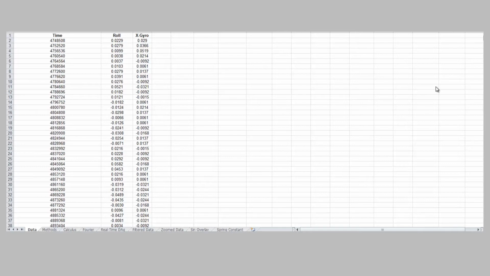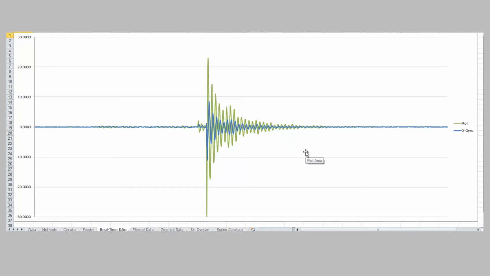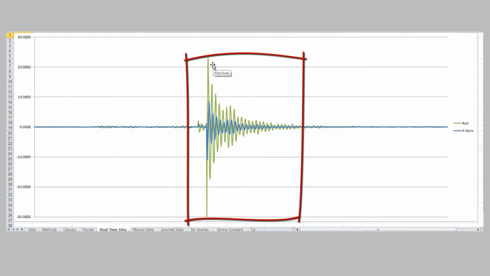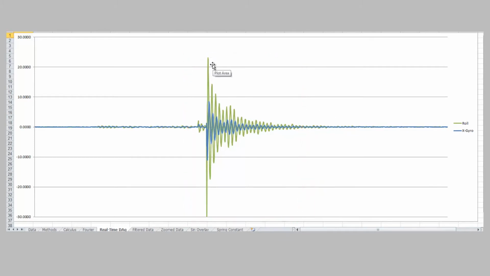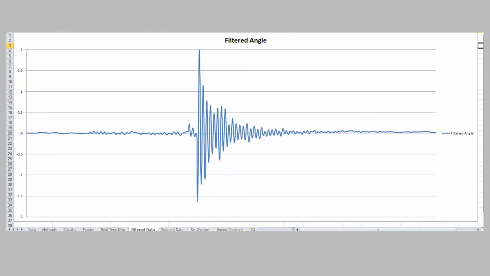Now, for this module, we're focused on using the Taylor series approximation of a simple pendulum to determine the spring constant of a scale model building. Luckily, most of the work is done automatically in the spreadsheet. To begin, the real-time data is somewhat noisy. Obviously, our building is not oscillating up to 20 degrees from equilibrium. So before continuing, this data must be filtered before we can draw any accurate conclusions. Again, this filtering process is done automatically in the spreadsheet.